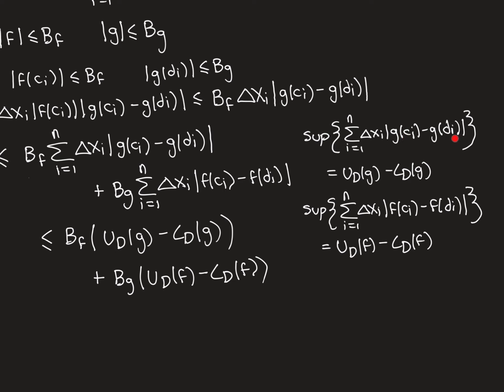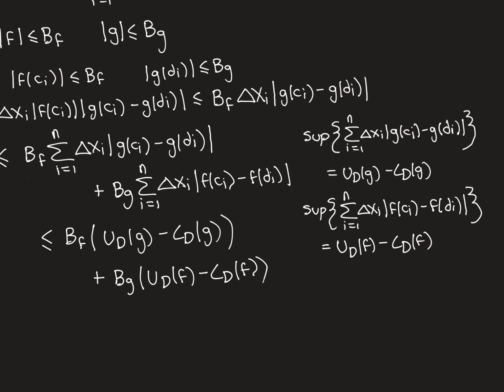If you put them all into a set, the supremum of that set is equal to this value, the upper Riemann sum minus the lower Riemann sum. Therefore, we have a specific example from this set here, so it is guaranteed to be less than or equal to this value here.